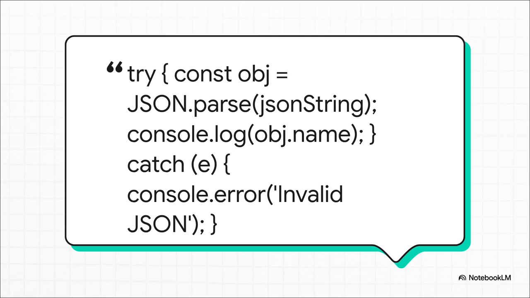And finally, here is our safety net in the wild. We try to parse a string of data, hoping it's valid JSON. If it is, fantastic, we can use the data. But what if that string is messed up? Well, that parse command is going to throw an error. But instead of our entire program just crashing, our catch block grabs the error and lets us handle it gracefully, maybe by logging a helpful message to the user.